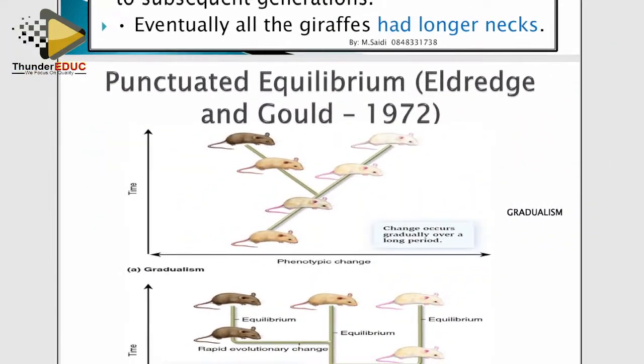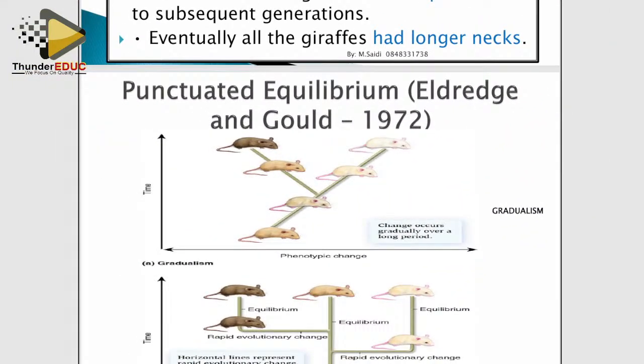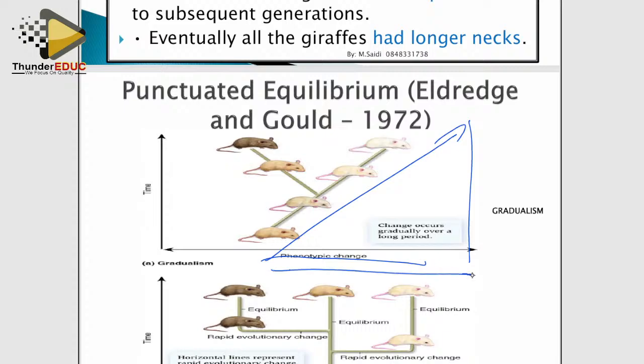This one, punctuated equilibrium and gradualism. You need to know that in gradualism, it requires a lot of time. Check the time it took from here up to here. While in punctuated equilibrium, check, it just changed from this. So it was here, it changed very fast, and then it remained there without changing. So when you see it like this, then automatically that's punctuated equilibrium.